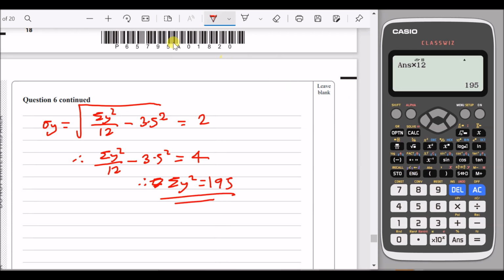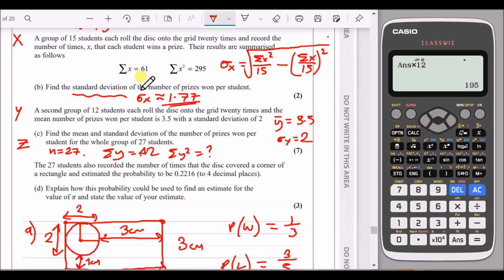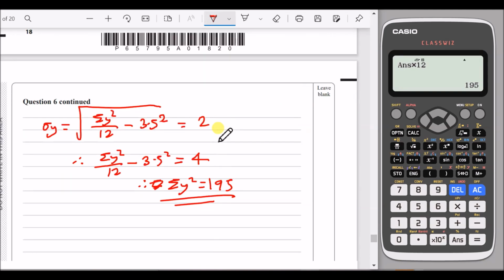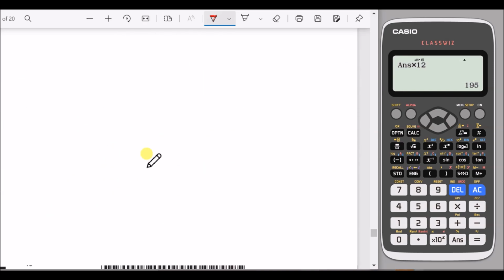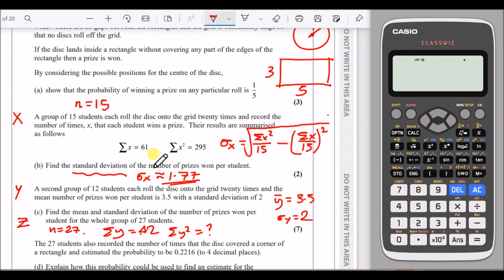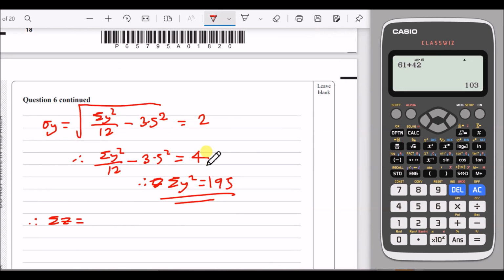Cool. So that's almost done. Now we've got these two components. We can just combine them to get the sum of the whole group, yeah? So sum of z. So let's do it here. We can say that therefore the sum of z equals the sum of x plus the sum of y. Let's just note this in a calculator. The sum of x is 61 plus the sum of y is 42. That gives us 103. Perfect.